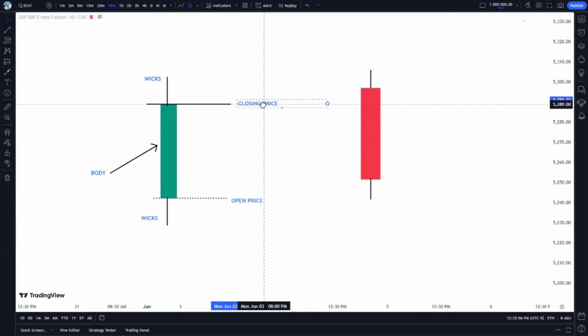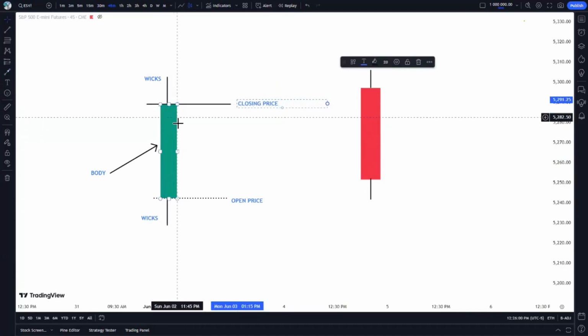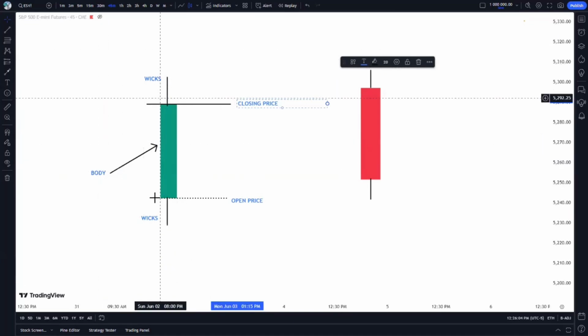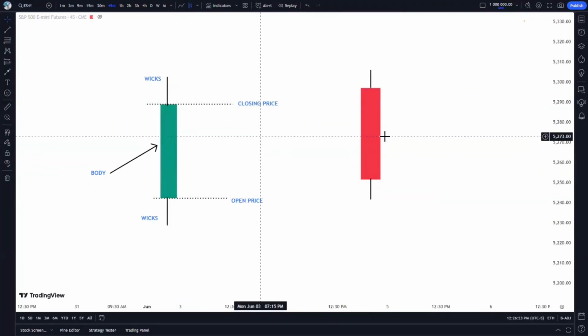So let's review what we have here now. This part in the middle, remember what this is called? The body. And then at the top and the bottom, where we see this little line, those are the wicks. And remember for the bullish candles, or the buy candles, the opening price is at the bottom and the closing price is at the top.